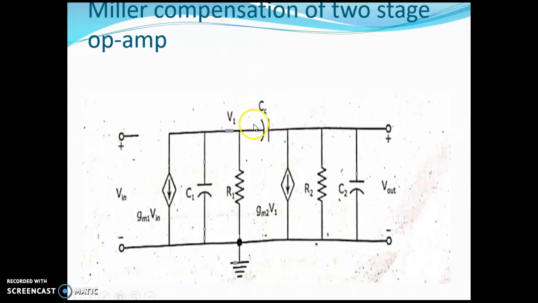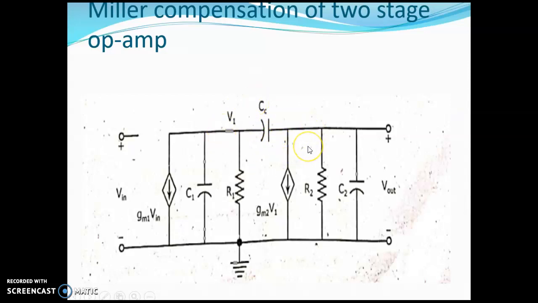We are using a Miller compensation capacitor CC, which is connected between the input and the output stage. Here you can see this is called a compensation capacitor, which is connected at the input and the output stage. This compensation capacitor increases the capacitance present in parallel to the resistor, meaning it increases the capacitance effect.